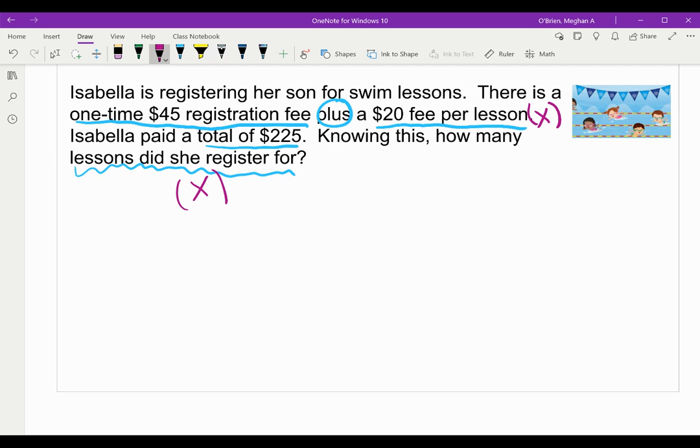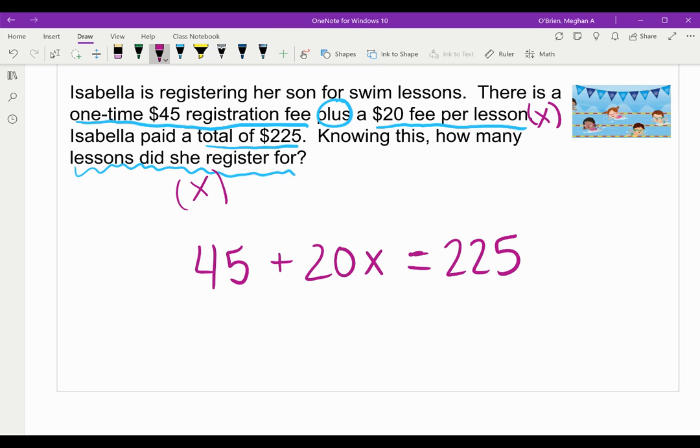Okay, I'm going to write this out. So she paid $45 just to even be interested in registering for any sort of lessons. Then she had to pay a $20 fee per lesson. That means $20 times every lesson that she signed up her son for. So $20 times however many they signed up for, and the total was $225. So there's my equation that goes with the story problem.